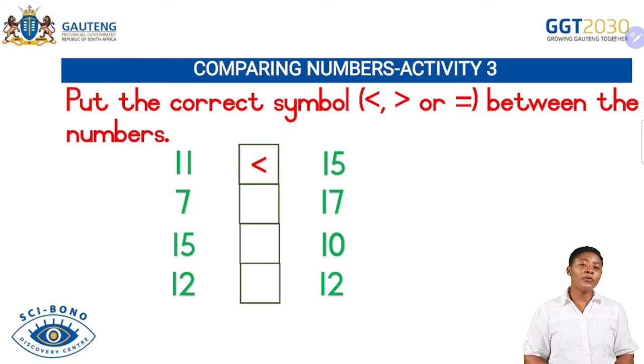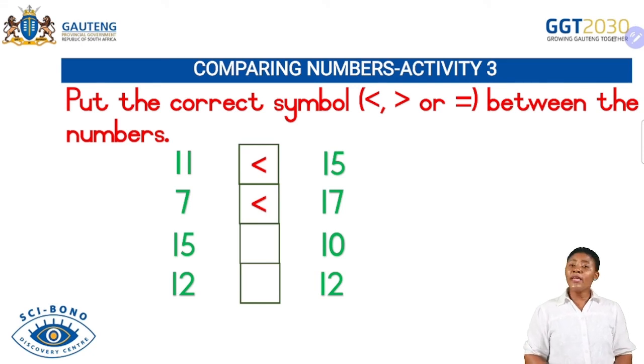And then we have number 7 and number 17. Which sign are we going to use, grade 2s? Is it the equal sign, the greater than sign, or the less than sign? Let's look at our symbols. Which one are we going to use? What do you think? We are going to use this one, still less than. Number 7 is still less than number 17.